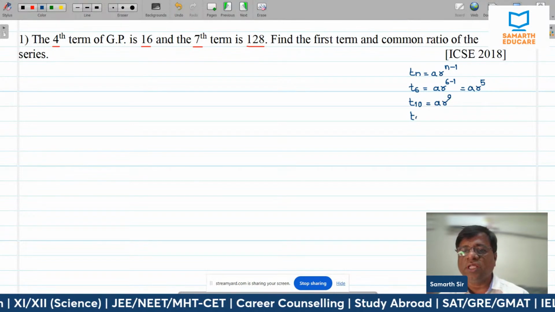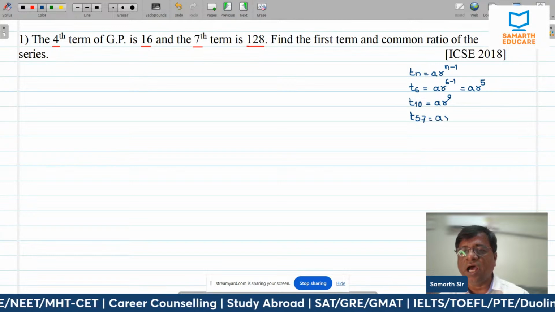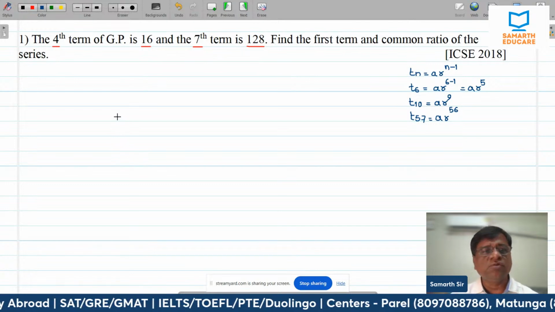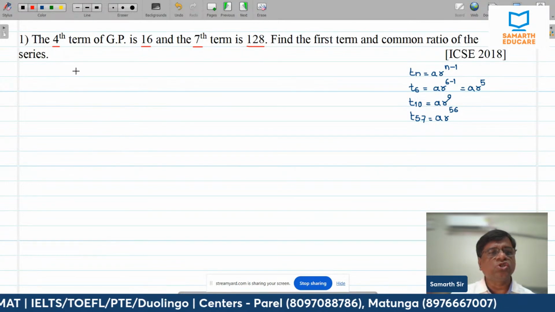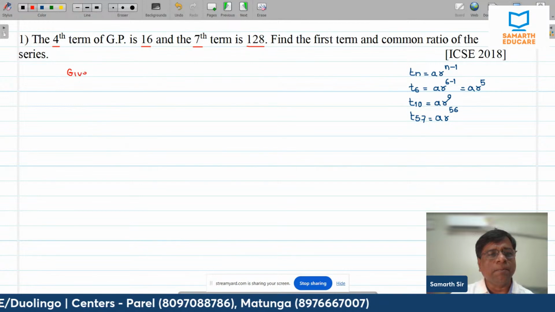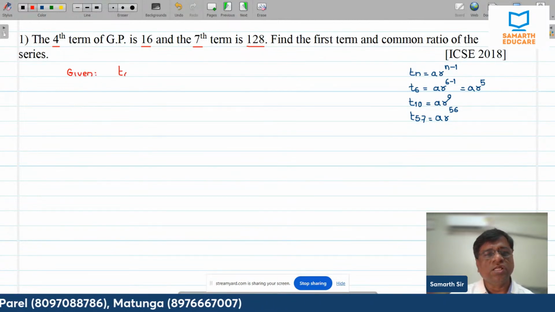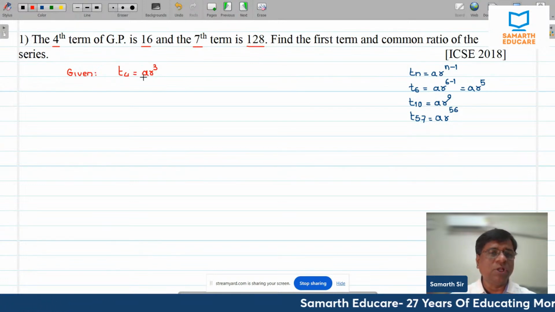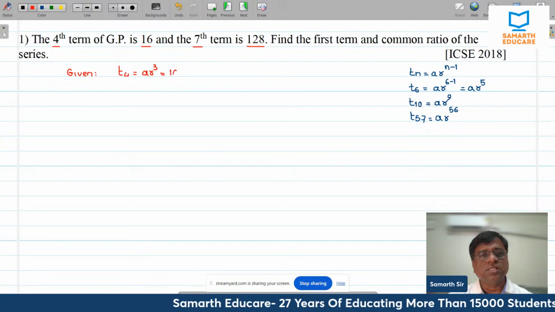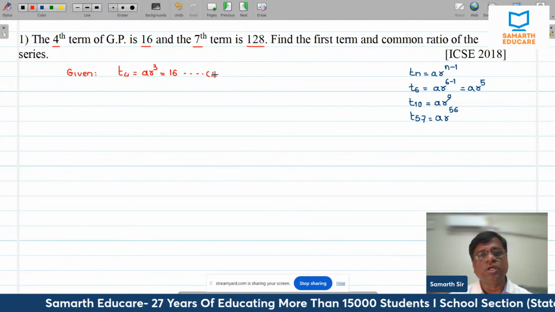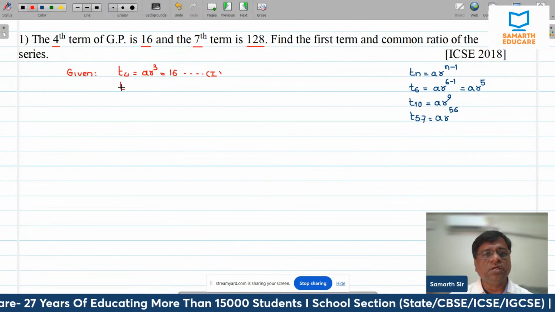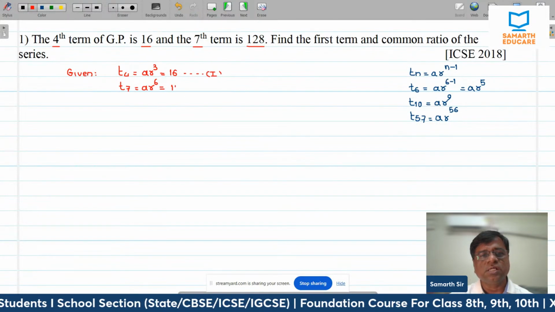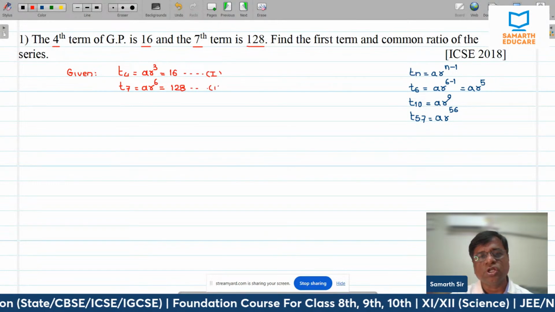If somebody asks me for T57, I will write it as a r raised to 56, that is n minus 1. Make it a habit because it will save your time. Now, according to the question, the given conditions are: T4, the fourth term, is a r raised to 3, and he says it is equal to 16, equation 1. The seventh term is T7, which is a r raised to 6, and he says it is 128, equation number 2.